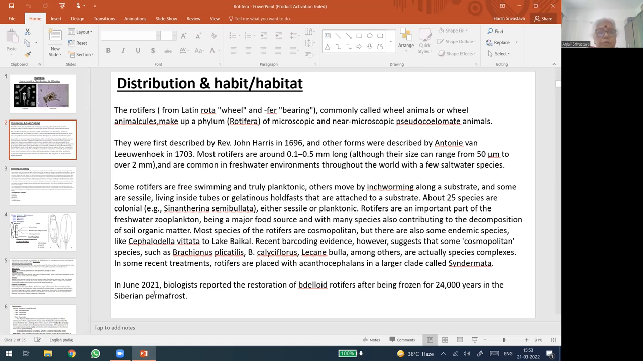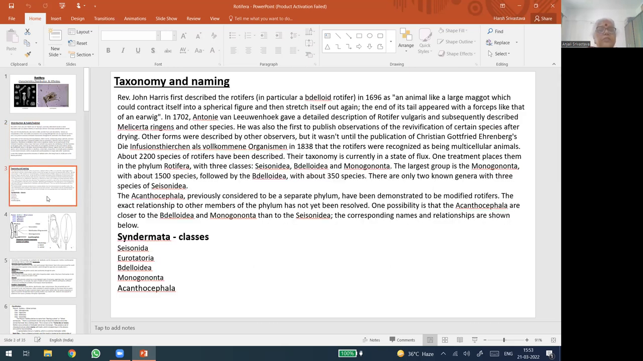In June 2021, biologists reported the revival of bdelloid rotifers after being frozen for 24,000 years in the Siberian permafrost. They are said to be very resistant to environmental stress. Bahut lambe samay tak paya gaya hai ki ye dry atmosphere mein apne aap ko bahut lambe samay tak survive kara sakte hain in dry conditions, and they regerminate when they get favorable conditions.